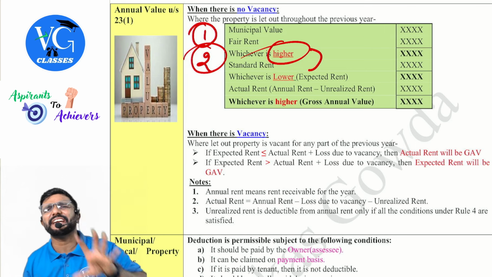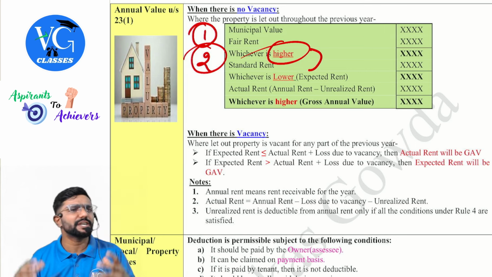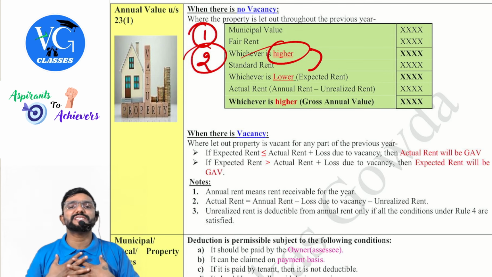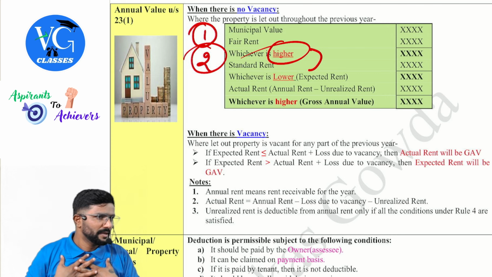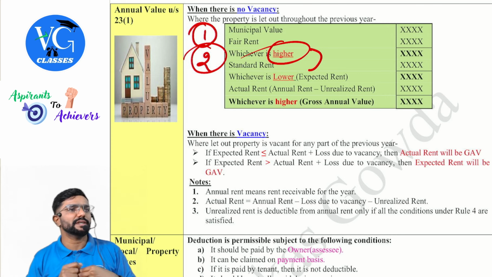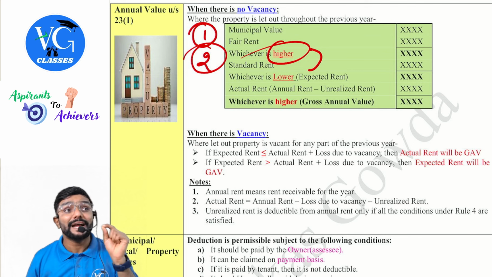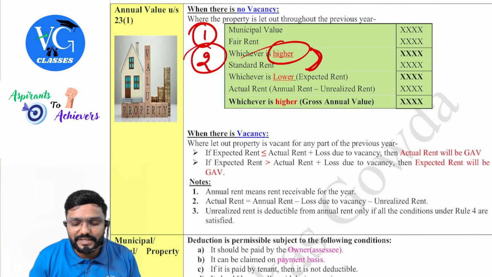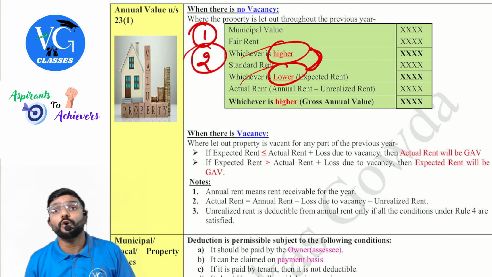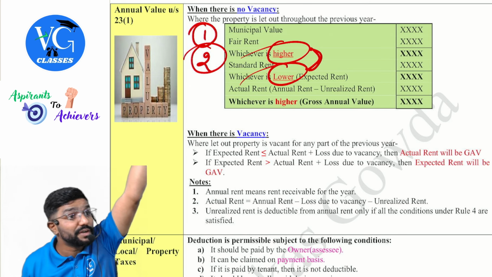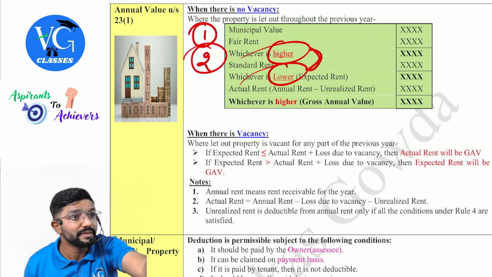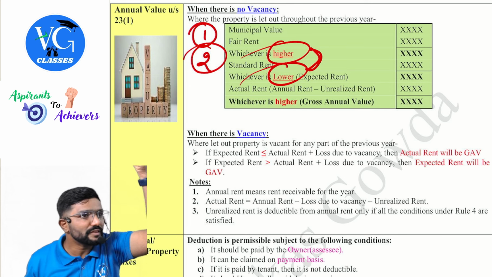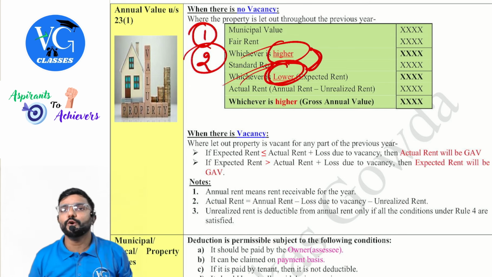Sir, what is this standard rent, sir? Guys, there is a separate Rent Control Act. As per that, they have prescribed the maximum rent which can be charged by the owner to the tenants based on the area, square feet, everything. So we have to compare that. That is the maximum rent which the owner can charge. Clear? So we compare whichever is higher with standard rent and take whichever is lower, because standard rent is the maximum you can charge. They didn't tell you to charge this much; the owner can charge less than that, but cannot charge more than that. So whichever is lower, we are taking.